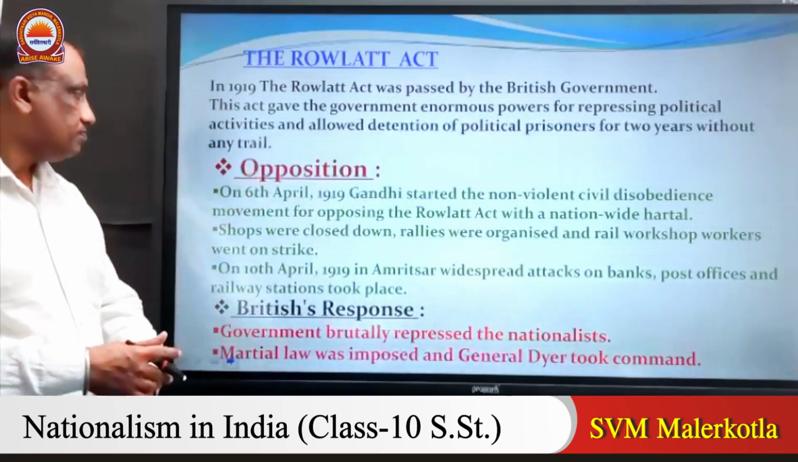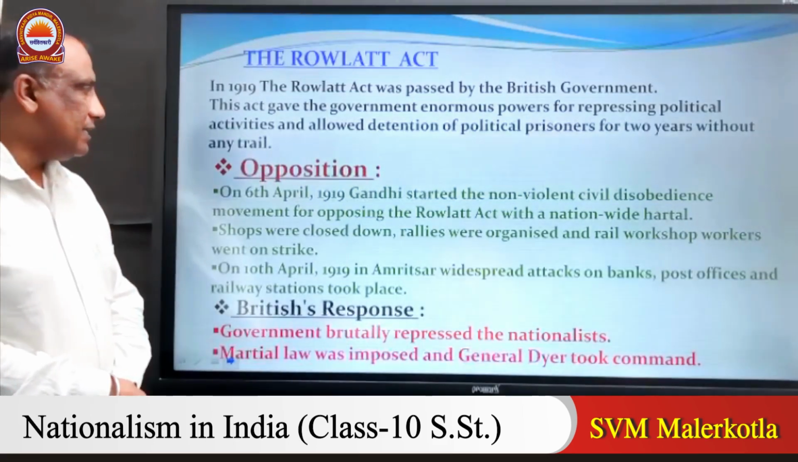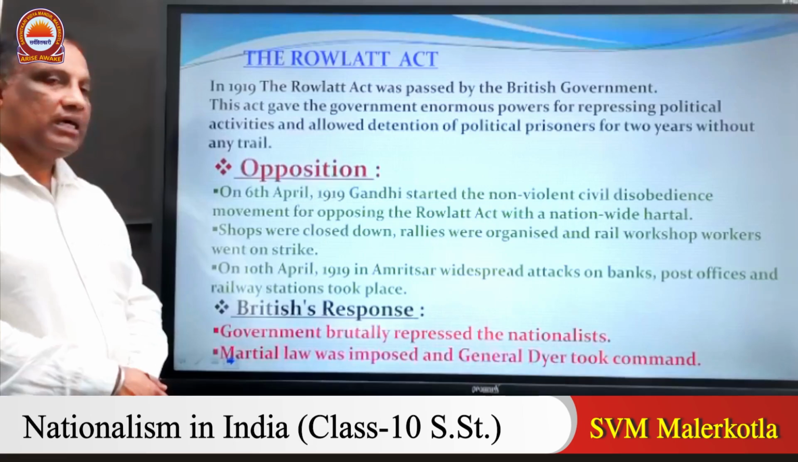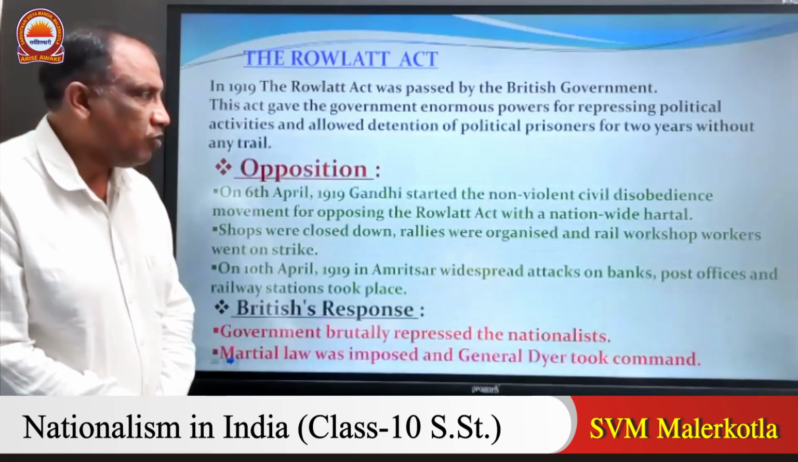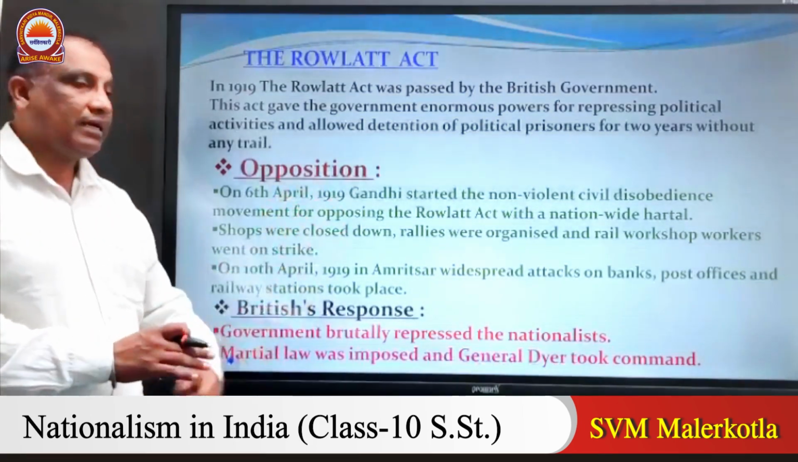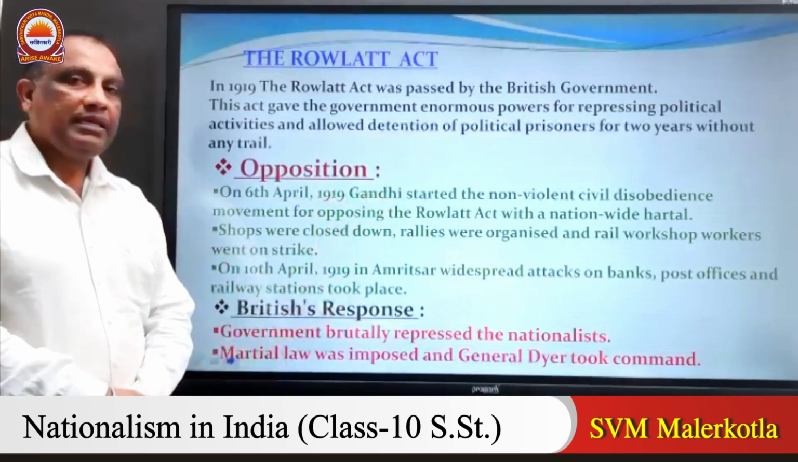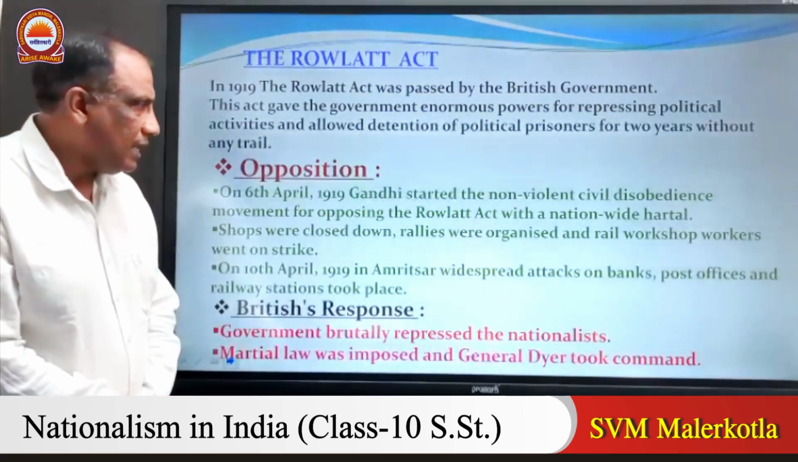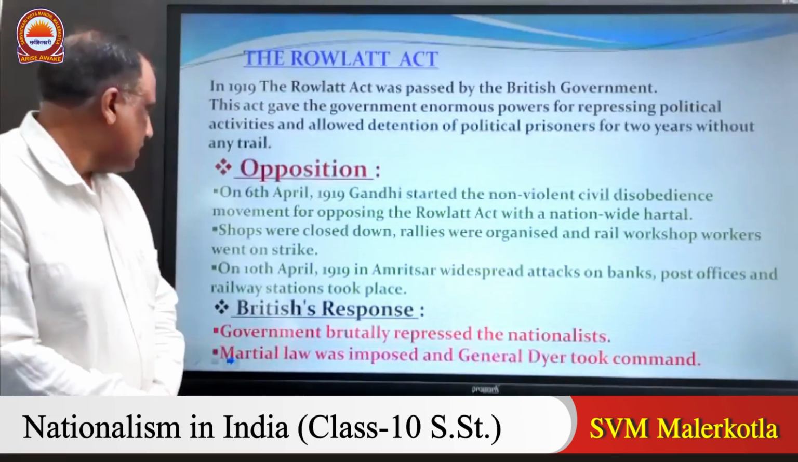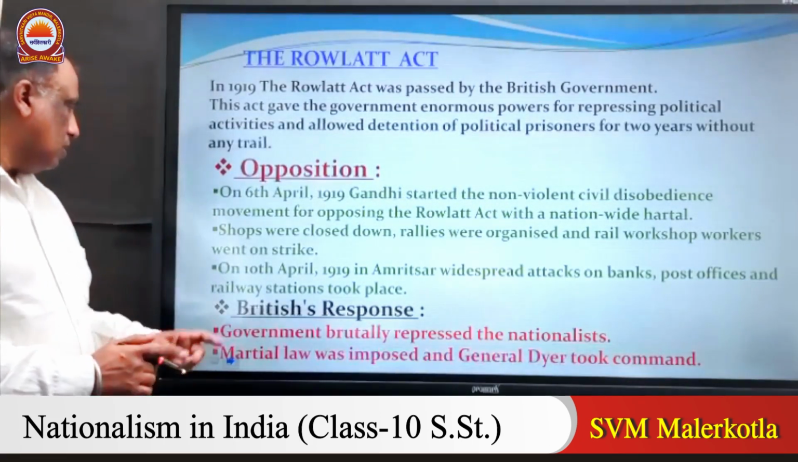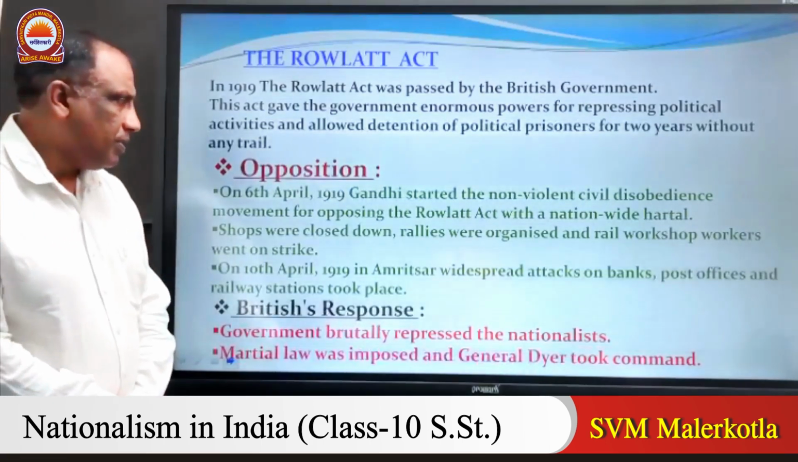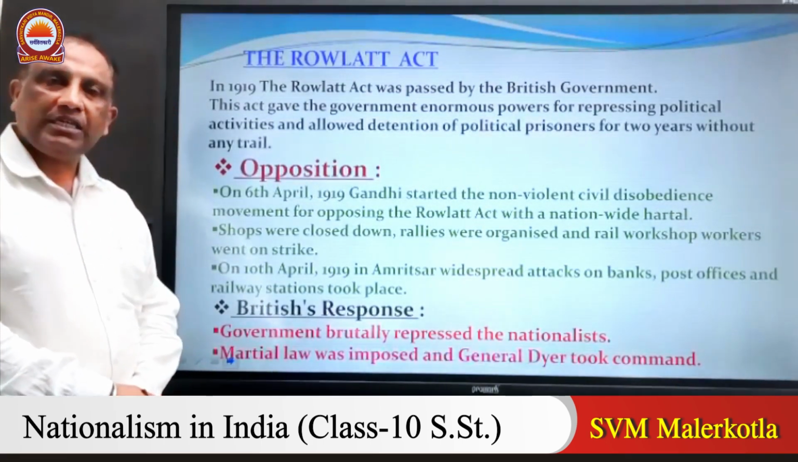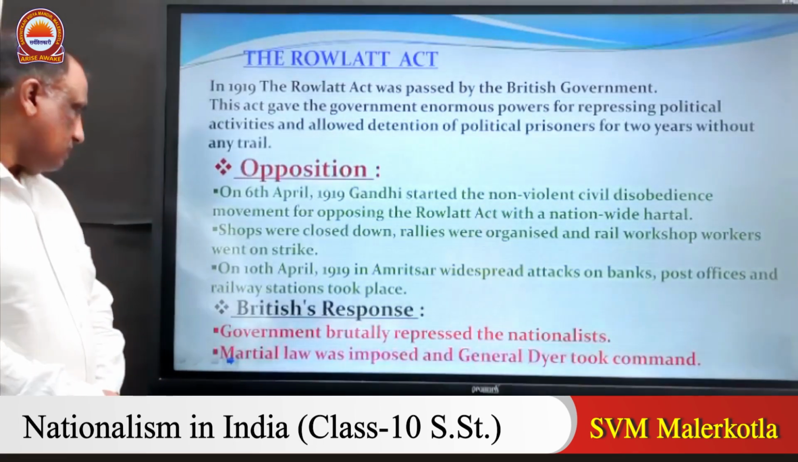Now, opposition. On 6 April 1919, Gandhiji started the non-violent civil disobedience movement for opposing the Rowlatt Act with a nationwide hartal. So Gandhiji started the second step by going for a nationwide hartal. Shops were closed down, rallies were organized, and rail workshop workers went on strike. On 10th April 1919, in Amritsar, widespread attacks on banks, post offices, and railway stations took place.